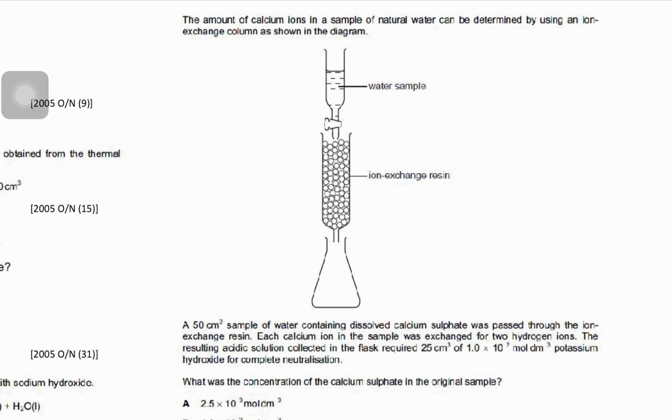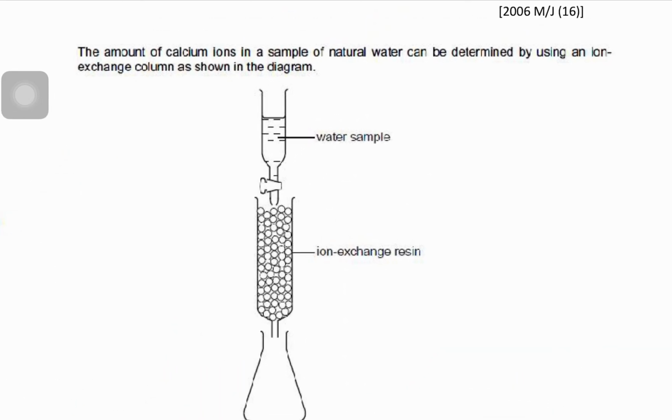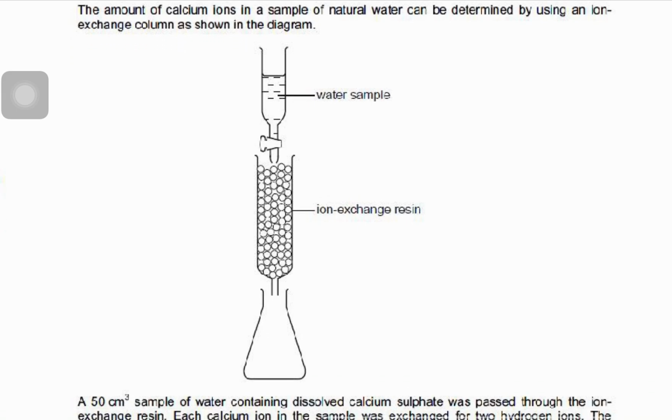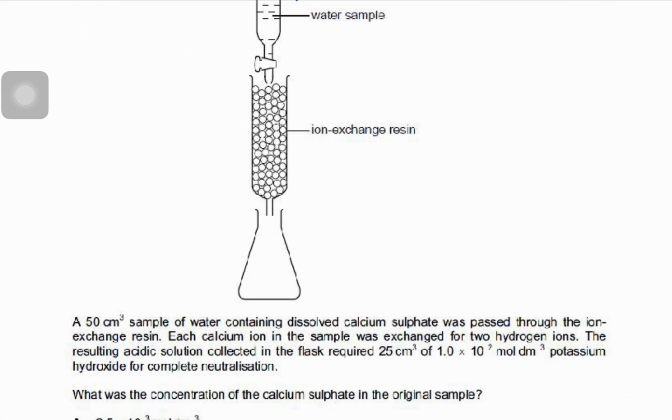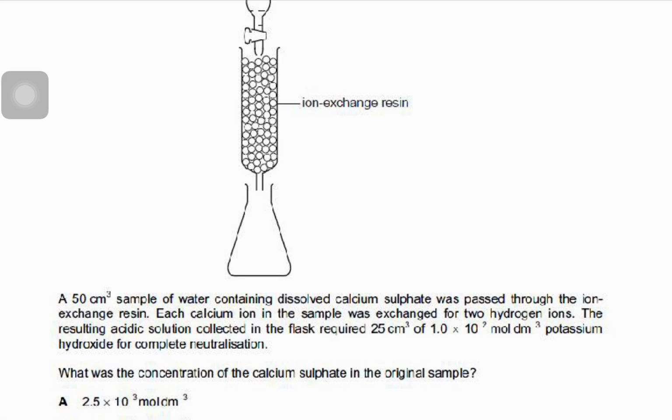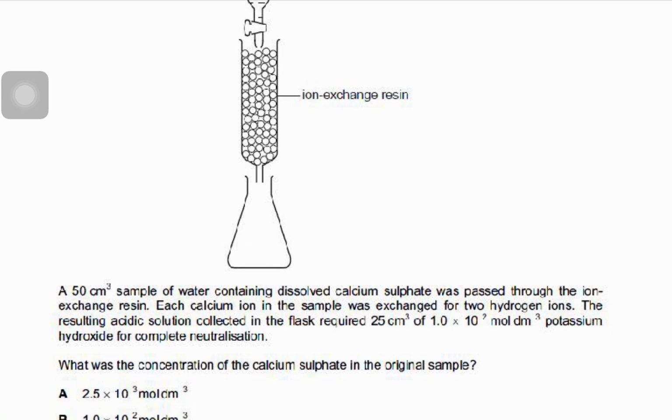This question I really liked. The amount of calcium ions in a sample of natural water can be determined by using an ion exchange column as shown in the diagram. You're adding your sample from the top, there's ion exchange. A 50 cm³ sample of water containing dissolved calcium sulfate was passed through the ion exchange resin.